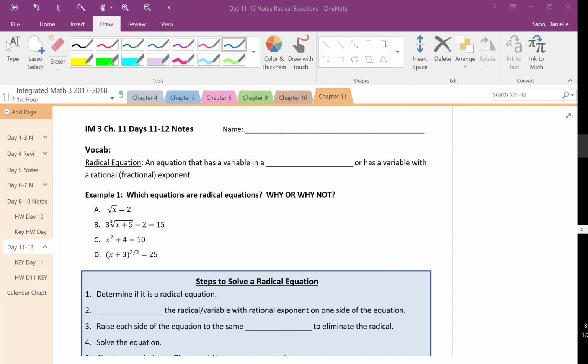A radical equation, an equation that has a variable in a radical or has a variable in the exponent.